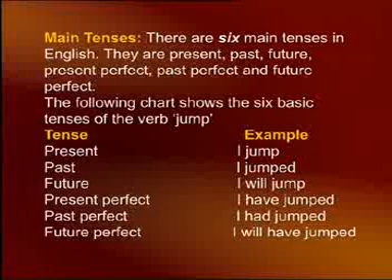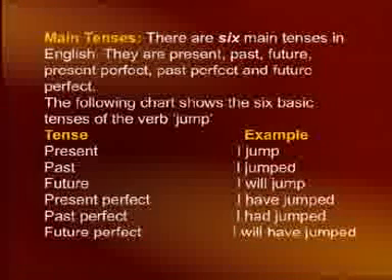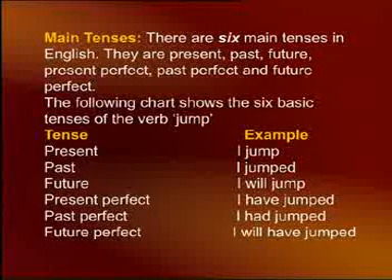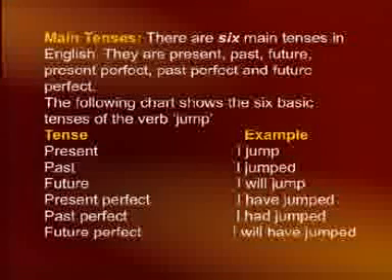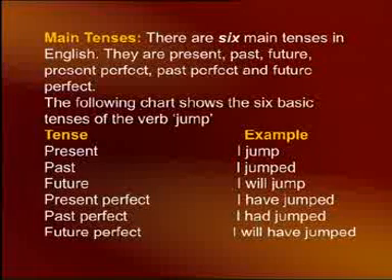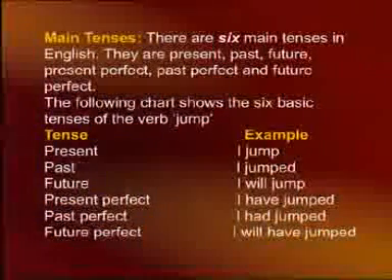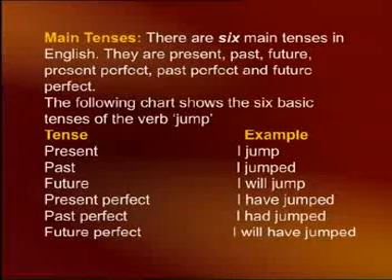Present tense, I jump. Past tense, I jumped. Future, I will jump. Present perfect, I have jumped. Past perfect, I had jumped. And future perfect, I will have jumped. These are the 6 main tenses of English. Now, we shall look at these tenses in greater detail.